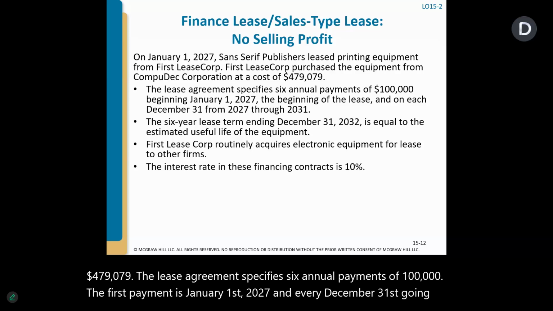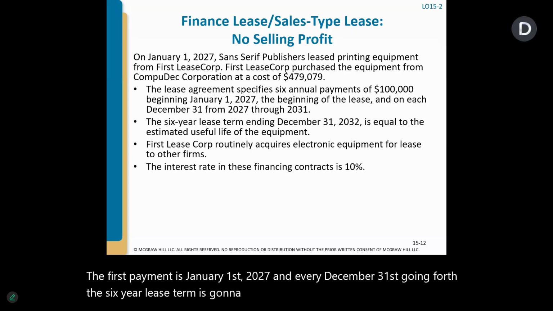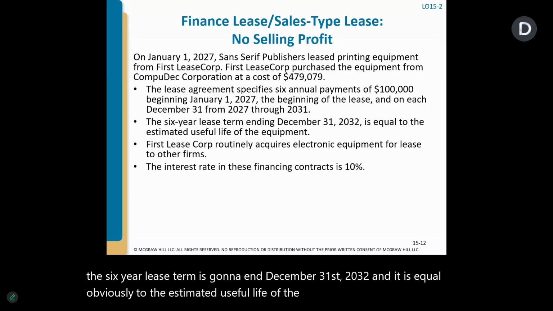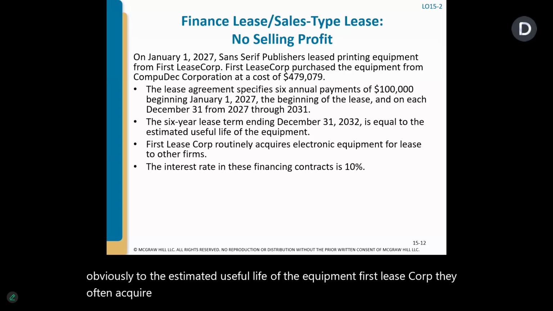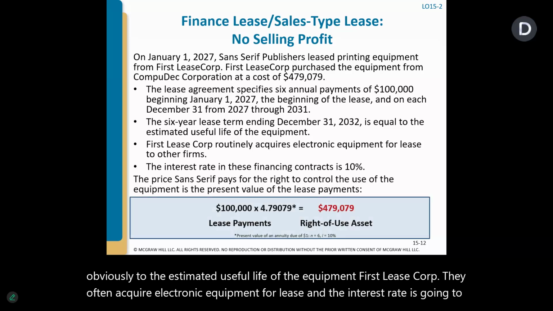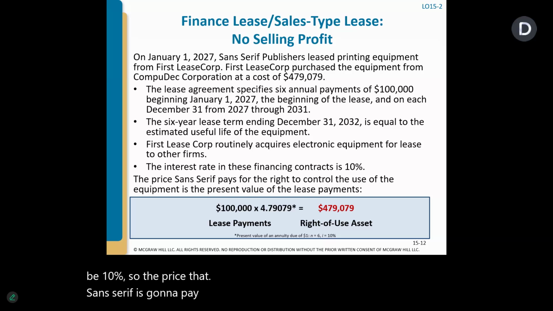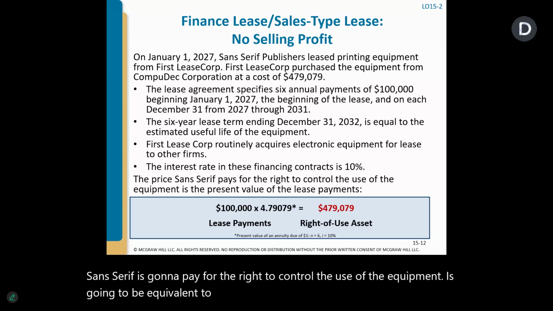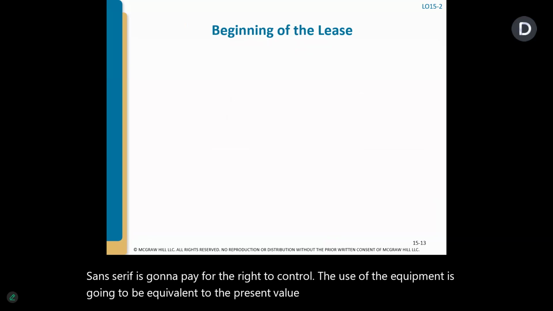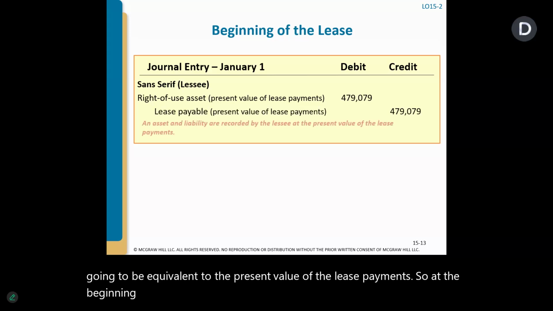The 6-year lease term is going to end December 31st, 2032, and it is equal, obviously, to the estimated useful life of the equipment. First Lease Corp often acquires electronic equipment for lease, and the interest rate is going to be 10%. So the price that Sans Serif is going to pay for the right to control the use of the equipment is going to be equivalent to the present value of the lease payments. So at the beginning of the lease, our journal entry is going to be as follows.